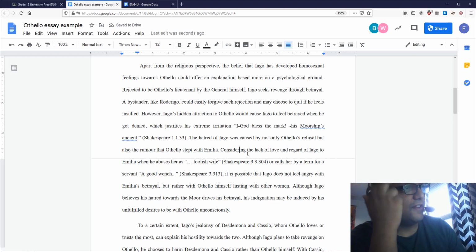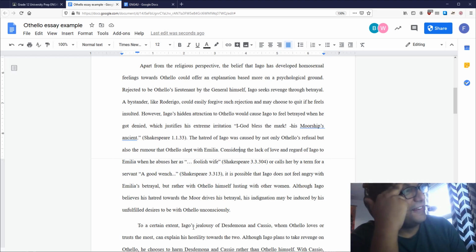Considering the lack of love and regard of Iago to Emilia when he abuses her as a foolish wife, or calls her by a term for a servant, a good wench, it is possible that Iago does not feel angry with Emilia's betrayal, but rather with Othello himself for lusting with other women. Although Iago believes his hatred toward the Moor drives his betrayal, his indignation may be induced by his unfulfilled desires to be with Othello unconsciously.